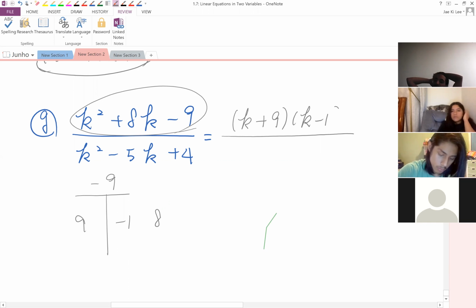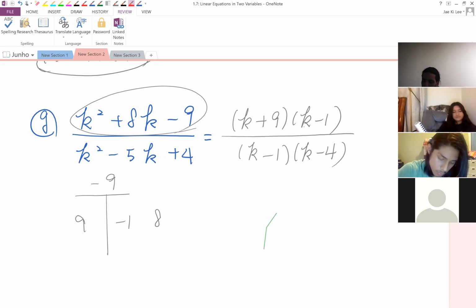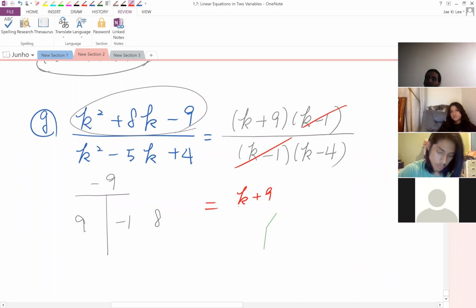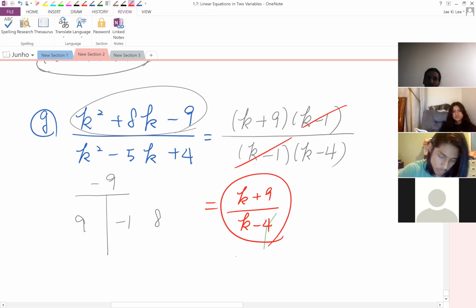Okay, so what's the denominator factor? k plus 1, k minus 4. Yes, k plus 1? A minus 1. Minus 1, and k minus 4, right? Yeah. So these two cancel out, so the answer becomes k plus 9 over k minus 4. That will be the answer for this problem.